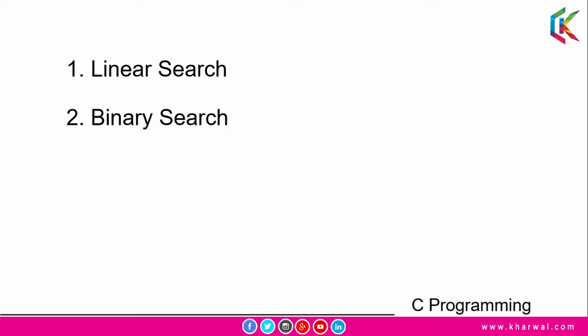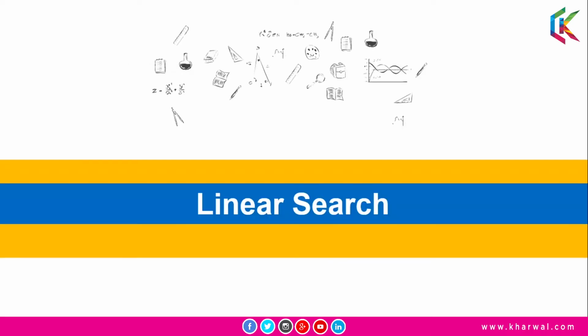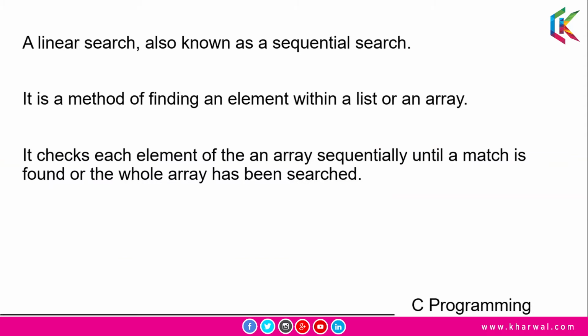Now guys, in this lecture we are going to discuss linear search only. Linear search is also known as sequential search, and it is a method of finding an element within a list or an array. It checks each element of an array sequentially until a match is found or the whole array has been searched.